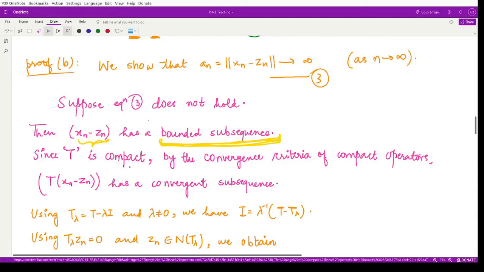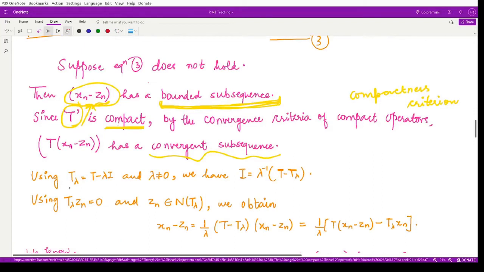Now the operator T is given to be compact. This we already know. The sequence is present in the normed space X, so when we apply the operator T onto this sequence, it would have a convergent subsequence, because T is compact and we can use the compactness criteria. According to the compactness criteria, the sequence T of xn minus Zn has a convergent subsequence.